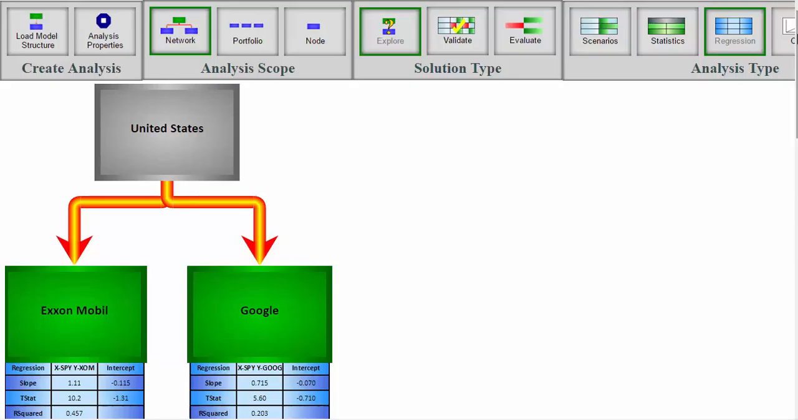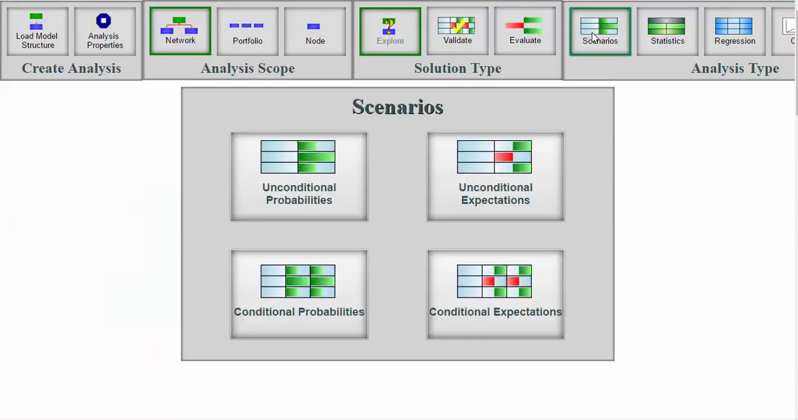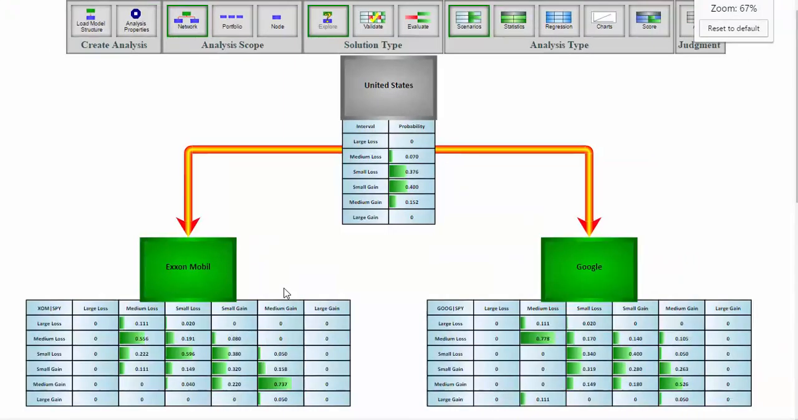Click Network, Explore, and then Scenarios on the ribbon. Click Conditional Probabilities. Notice that unconditional probabilities are shown for the United States. This occurs because the U.S. lacks a parent and consequently conditional probabilities.